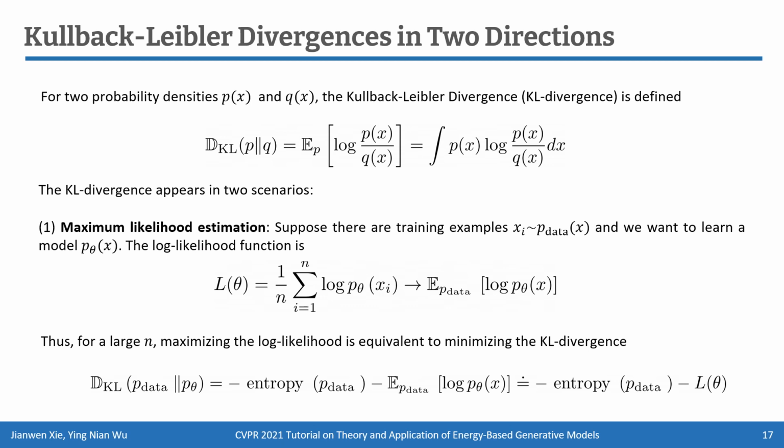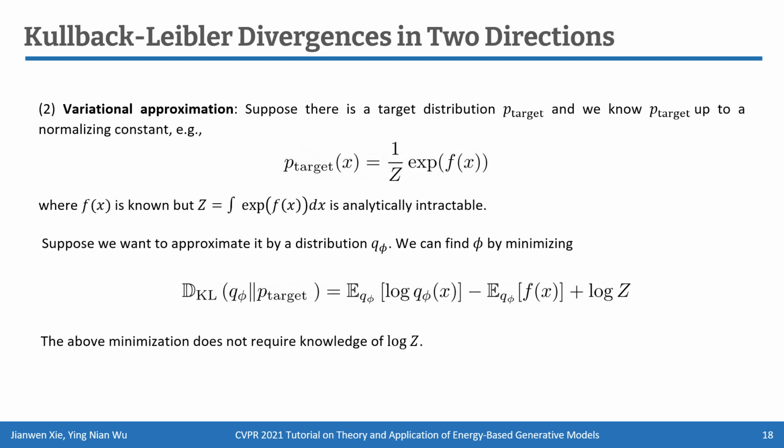The second scenario is variational approximation. Suppose there is a target distribution, P of target, which is known up to a normalizing constant. For example, the P target is an energy-based model where the negative energy function f of x is known. Z is the intractable normalizing constant.